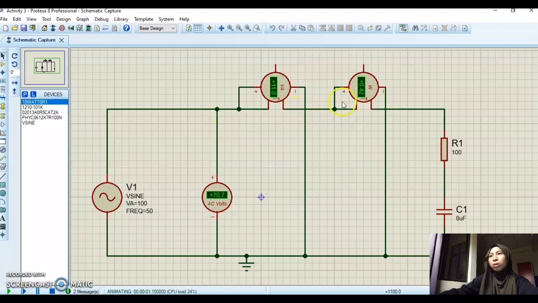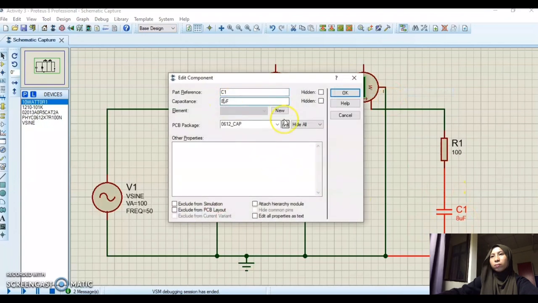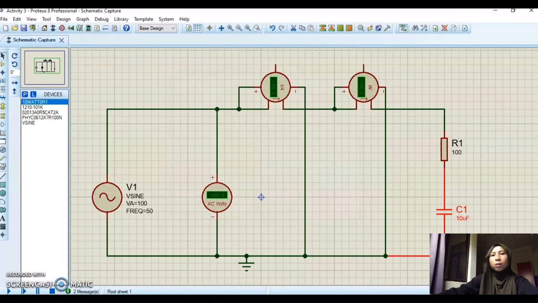Next, for 8 microfarad, after we run, we got VA of 12.2 and wattmeter of 2.97. And the last one is 10 microfarad, where VA is 15 and wattmeter is 4.49.